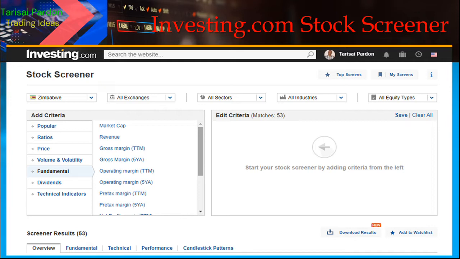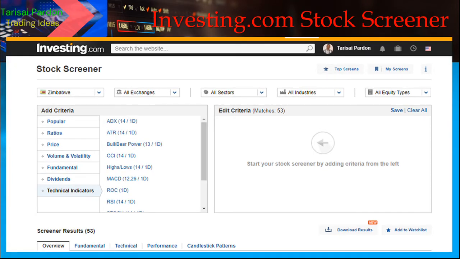We can then see that on the screener results we also have additional information, and the first tab will show us the overview, the second tab the fundamental, followed by the technical, followed by performance, and the candlestick patterns.